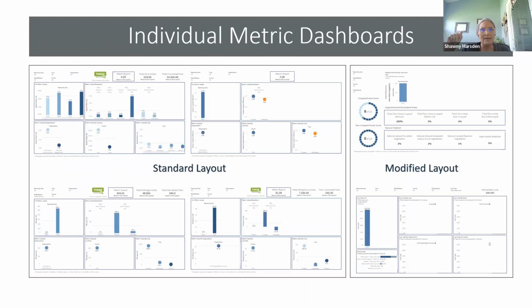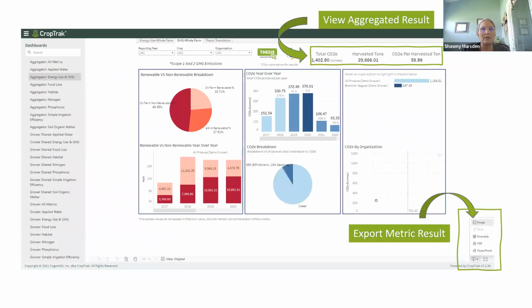So here we have examples of the metric dashboards. We got some demo data in here to sort of give you an idea of what they actually look like when they're being used. Now, as an aggregator, they have access to all the metric dashboards, but you might not be using them. You may only have a couple of metrics that you're actually asking your growers to respond to, but you do have access to all those dashboards. So in the future, if you add additional metrics to your process, you're already set up and ready to go with those. So let's go to the next slide and we'll take a little deeper dive into one of these dashboards.